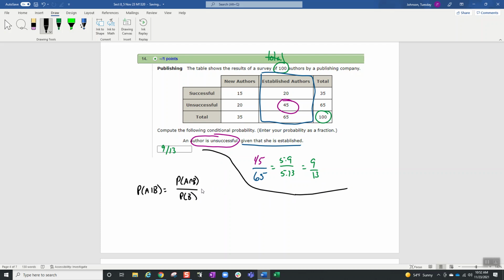That's how I would have shown you in the classroom. That's how I would have shown you if this was a live interactive video. But we could also do probability of A intersect B is 45 over 100. Probability of B is established, is 65 over 100. But when we divide a fraction by a fraction, we multiply by that second fraction instead. And so either way, you're going to get the same answer.